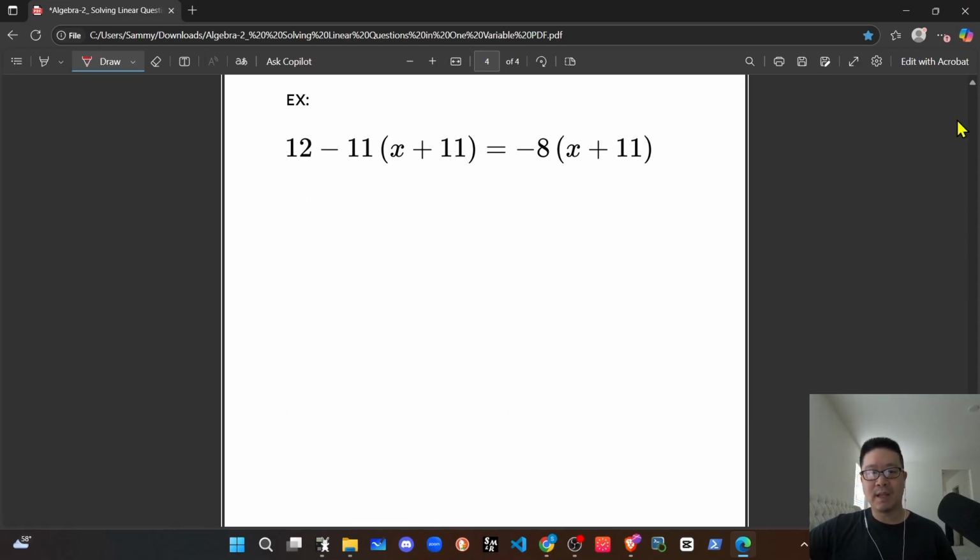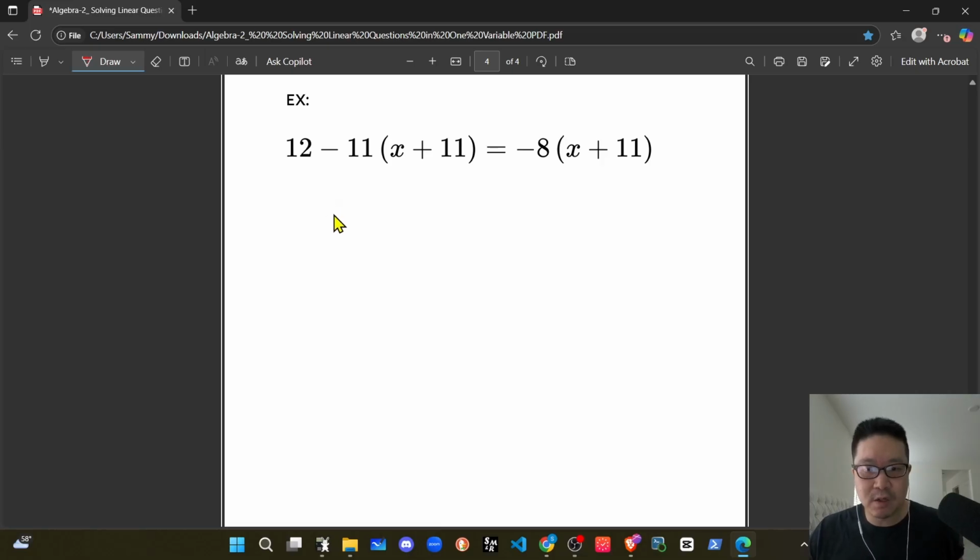Let's try one last example. Here we have 12 minus 11 times the quantity of x plus 11 equals -8 times the quantity of x plus 11. Again, I'm going to give you guys a couple seconds to pause the video and see if you can solve this on your own. Okay, so let's go ahead and solve this.